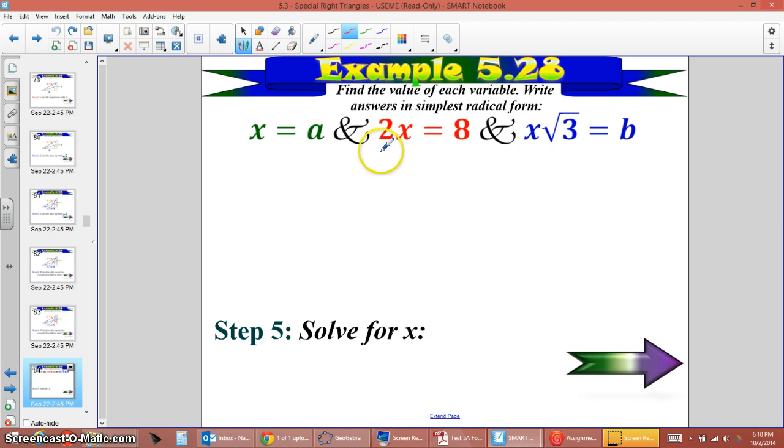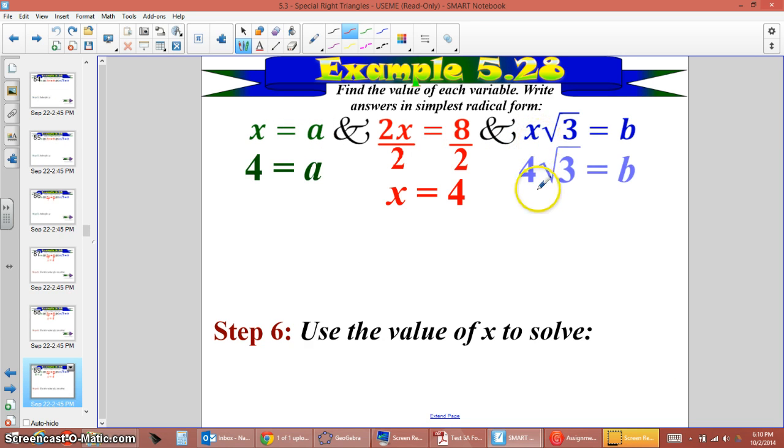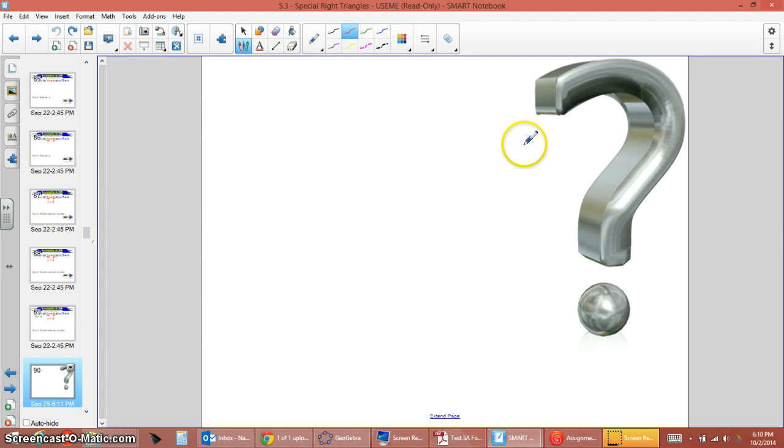Right here we've got x equals a. Well, then I just got to solve for x. So here I can divide by 2 and get x equals 4. Like I just barely said, A is 4. Automatically I knew that because I just cut it in half. Now when I get that solved, I can plug x in over here as well and say 4 root 3. That's just what I said. I take the 8, cut it in half to get the smallest side, tack on a root 3 to get the b. Super awesome.